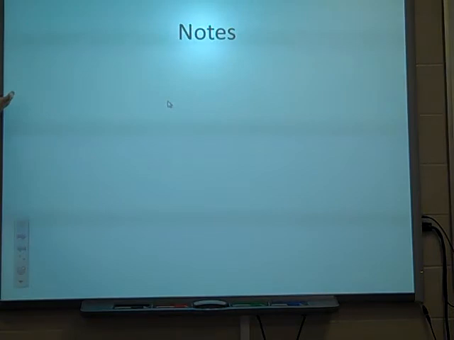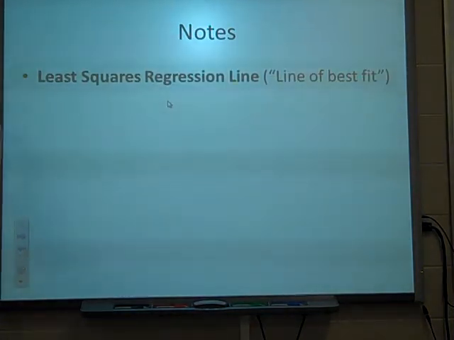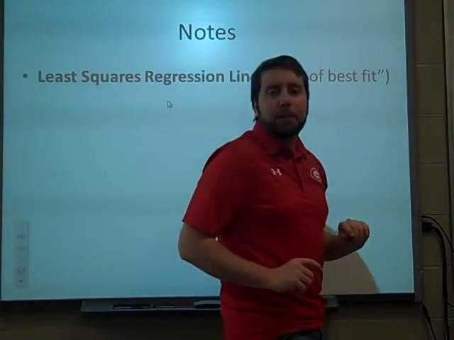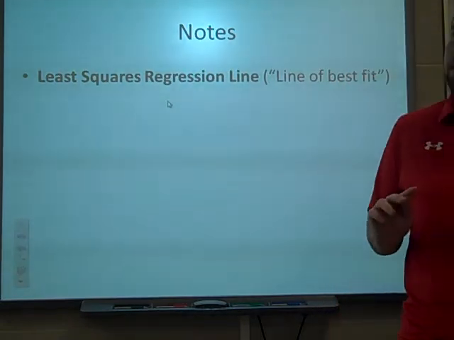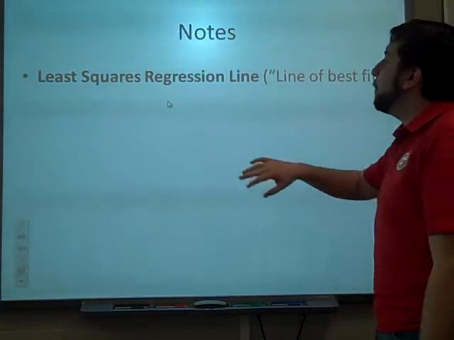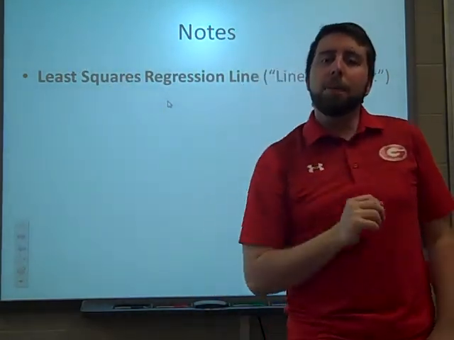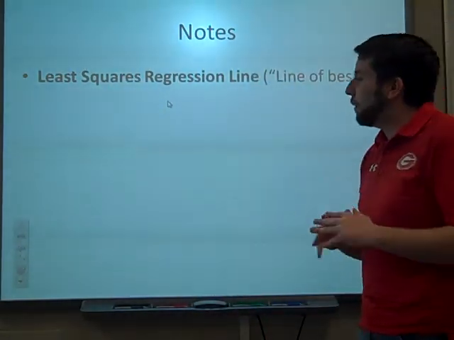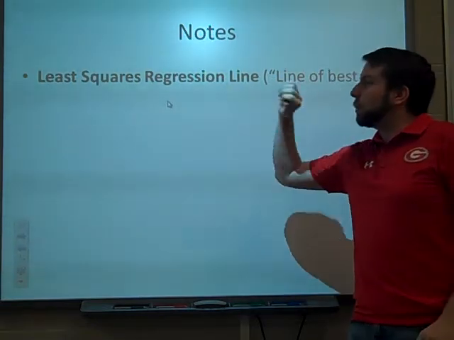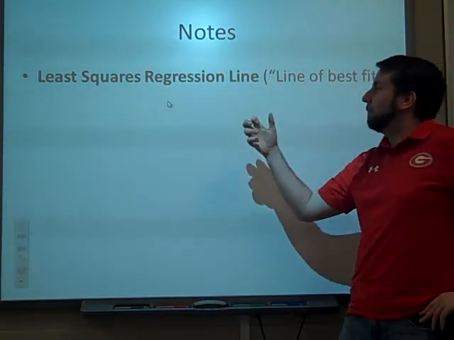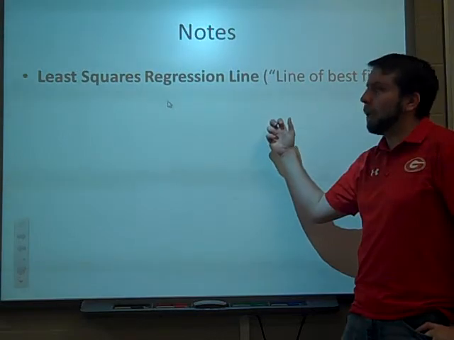So, the notes. What we're talking about is this line of best fit. There's a couple different ways to calculate lines of best fit. This is the way we're going to use. It's called the least squares regression line, and in the next video, I'm going to show you why we call it that. So we'll get to that. But for now, just know it's called the least squares regression line. That's the type of line of best fit we use.